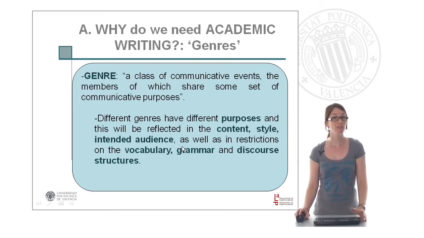Right, why do we need academic writing? Well, academic writing manifests through what is called a genre. First, we need to define what a genre is. Here on the screen you have a definition. A genre is a class of communicative events, the members of which share some set of communicative purposes. Let's say that a genre is one type of communicative event, one type of text, for example.